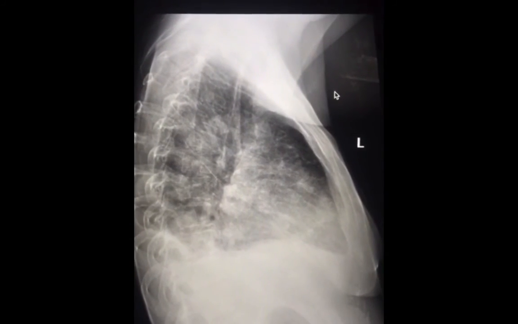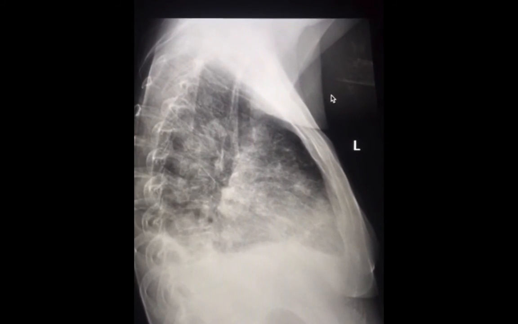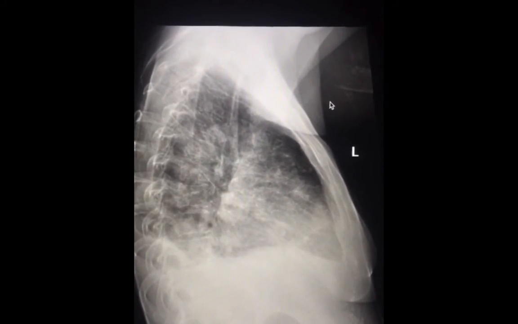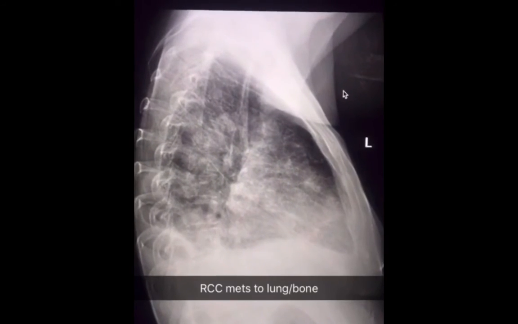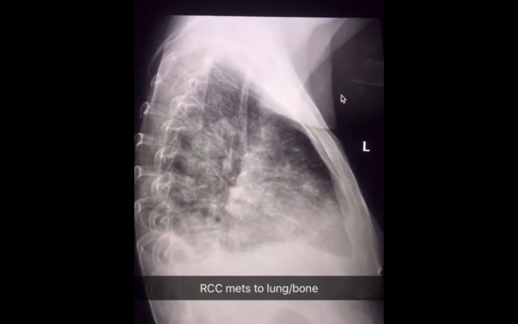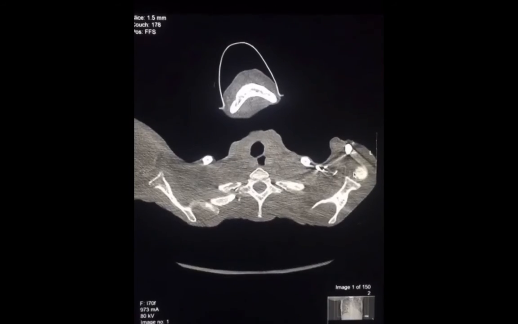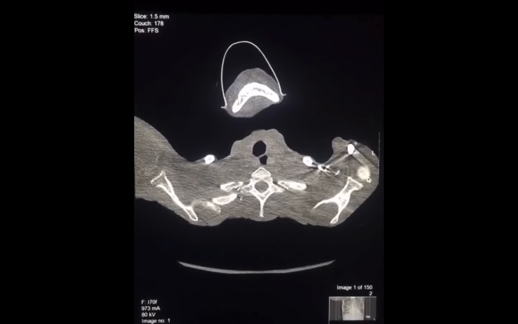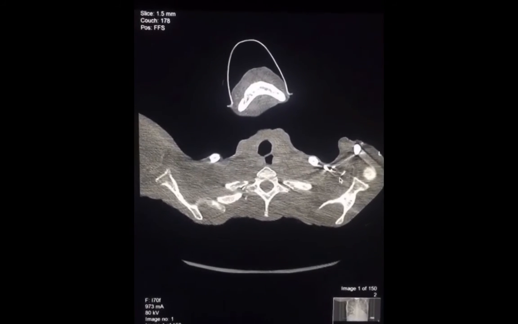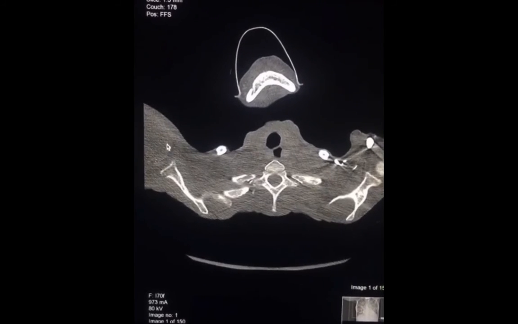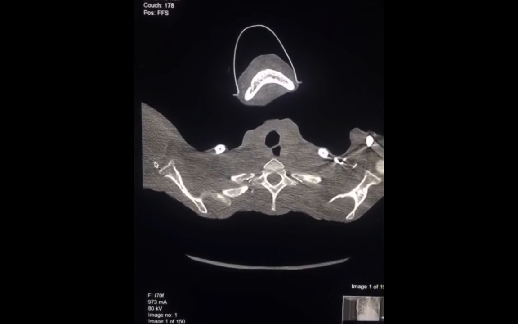Metastasis from various primaries could be lytic, sclerotic, or mixed. The commonest lytic metastasis is that of renal cell carcinoma. And this patient was discovered to have a renal cell carcinoma with metastasis to lungs and bones. Here's a transverse CT image in bone window showing you a normal left humerus that is partially seen, while the right humerus is totally replaced proximally by a soft tissue lytic lesion.